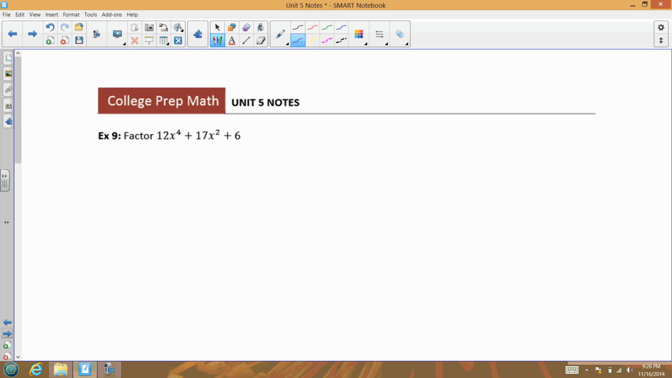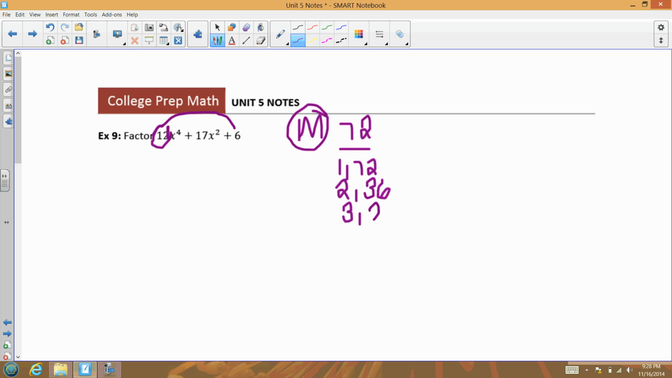And what we're going to do is we're going to look, okay, well, I have a leading coefficient that's not equal to 1. So we can't take it out as a GCF, so we're going to multiply it. So we're looking for numbers that are going to multiply to 72. So 12 times 6 gives me 72. So we have 1 and 72, 2 and 36, 3 and 24, 4 and 18, 6 and 12, and 8 and 9. Then I'll start repeating.